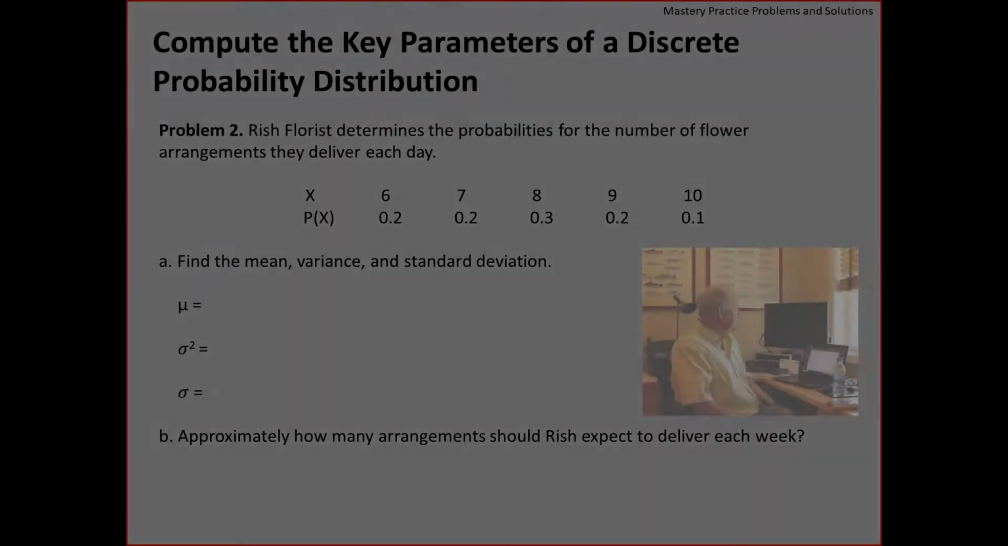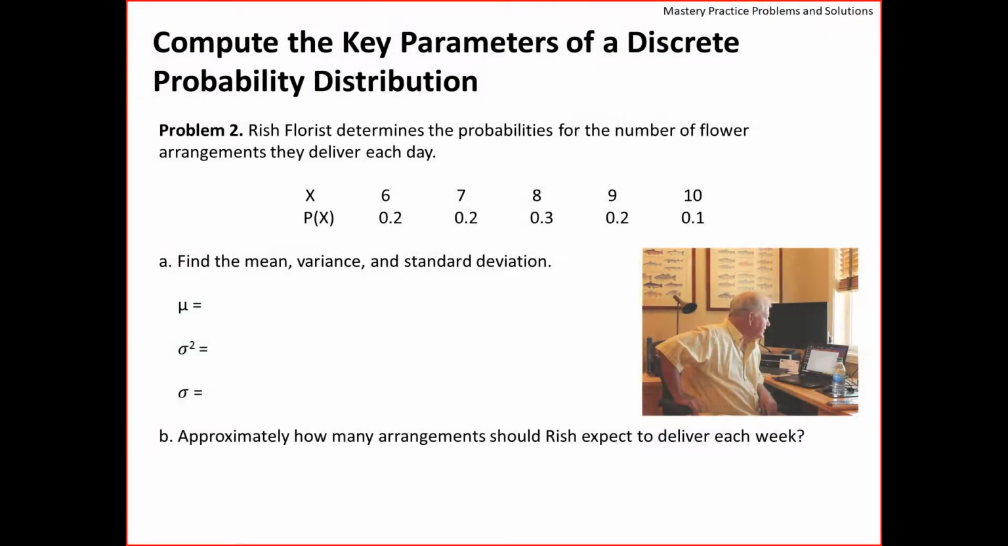All right, problem 2 in computing key parameters of discrete probability distributions is a lot like problem 1. There's the distribution, x values from 6 to 10: 6, 7, 8, 9, 10. Probabilities, actually the probability distribution, that explains it. The probability distribution is actually identical to that of problem 1. So find the mean, the variance, and the standard deviation.